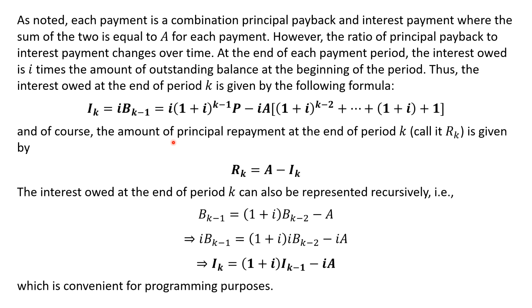And so we can also compute the amount of principal that's repaid. That would just be A minus this number here, since R sub K, we call this R sub K, the amount of principal repayment, since R sub K plus I sub K has to equal A. Again, the A remains constant, but I sub K and R sub K vary over the course of the repayment schedule.